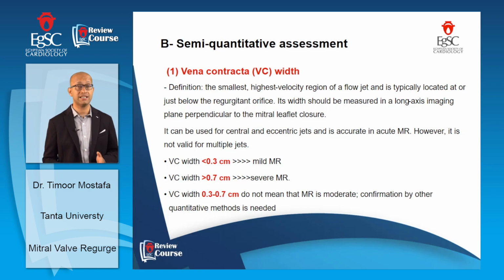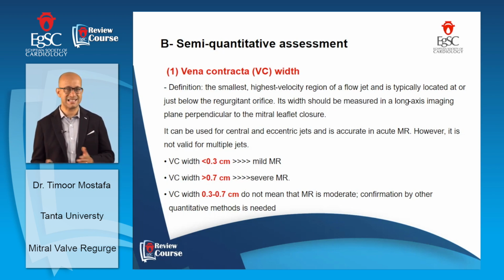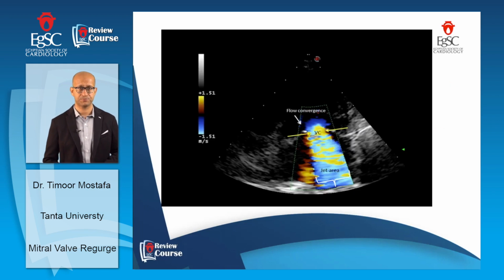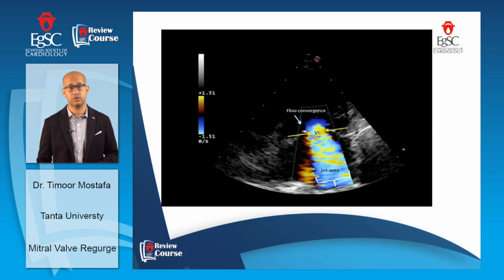When you have a vena contracta width less than 0.3, it's mild mitral regurgitation. More than 0.7, it's severe. And in between will be the moderate mitral regurgitation, which will need another way for assessment. And this is a photo showing the vena contracta.